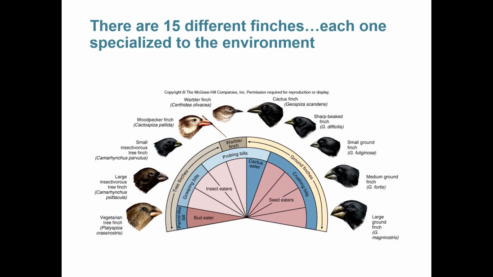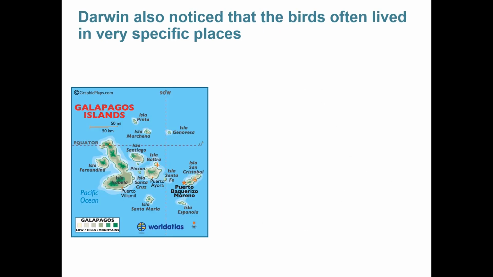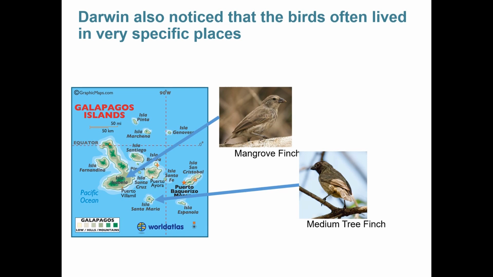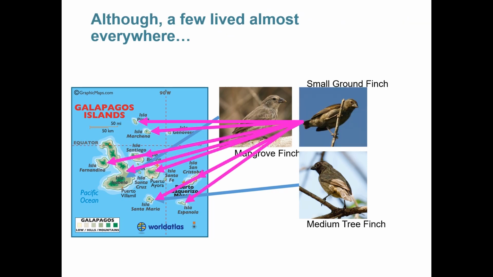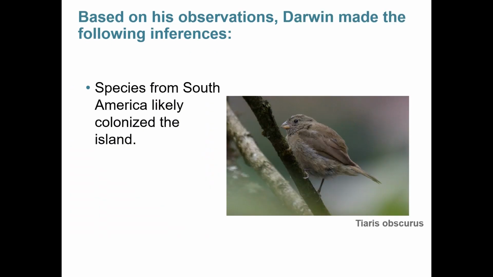Darwin also noticed that the birds lived in very specific places. For example, birds like the mangrove finch and the medium tree finch only lived on one of the islands of the Galapagos, while other birds like the small ground finch appeared to live everywhere. Darwin wondered how so many different versions of this bird could possibly be in one place. He started with this idea that the species likely came from South America somehow, and that that's how they all originally got to the island.